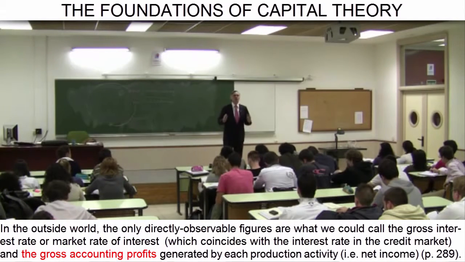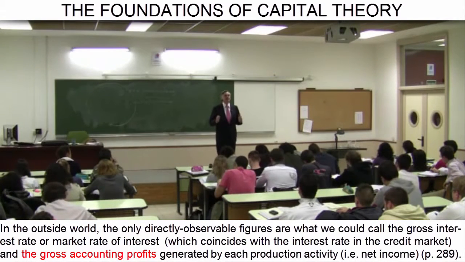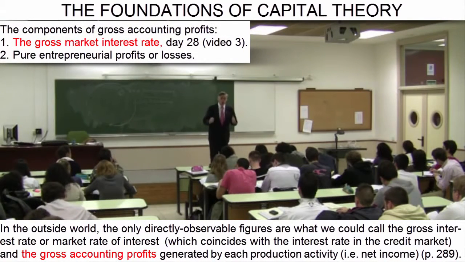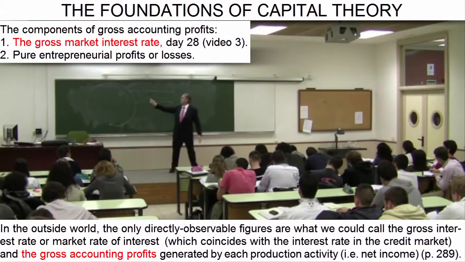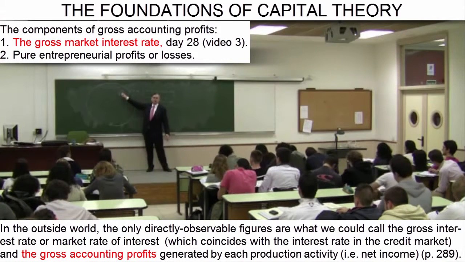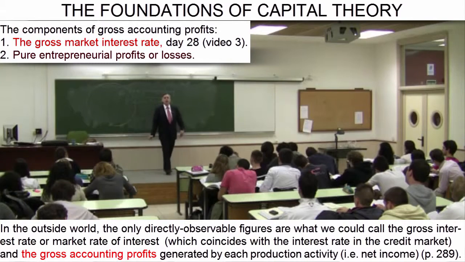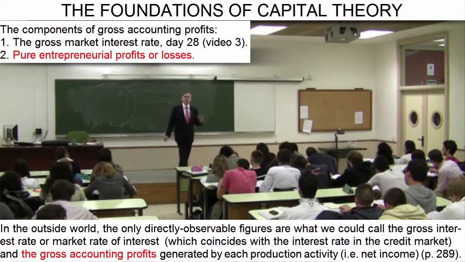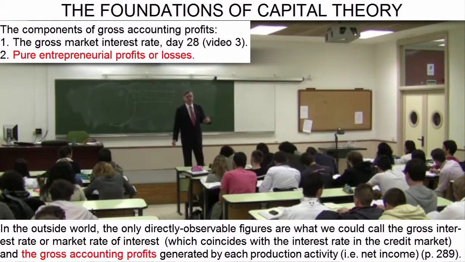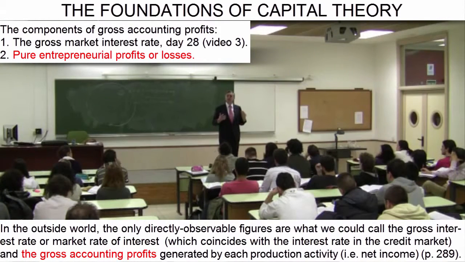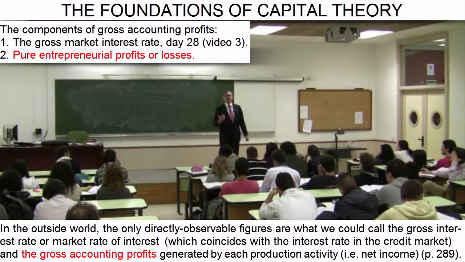Well, from the standpoint of economic theory, those accounting profits companies obtain are composed of the gross market interest rate, which can be observed in this subset I have just described, along with its three components, plus or minus pure entrepreneurial profits or losses. If the world were in equilibrium, companies' accounting profits would coincide with the interest rate.